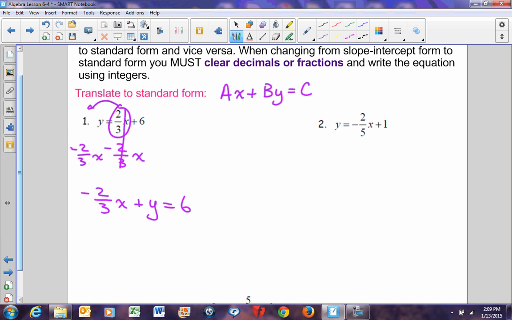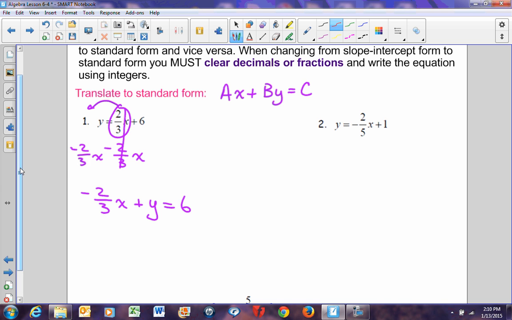This would be great, except for the rule that says you must clear all decimals or fractions. You cannot have any decimals and you cannot have any fractions in order to be in standard form. So we need to get rid of the 3, not the 2, but the 3 associated with this problem. In order to clear the fraction, I'm going to multiply by the common denominator, which in this case is 3 because it's the only fraction I have.